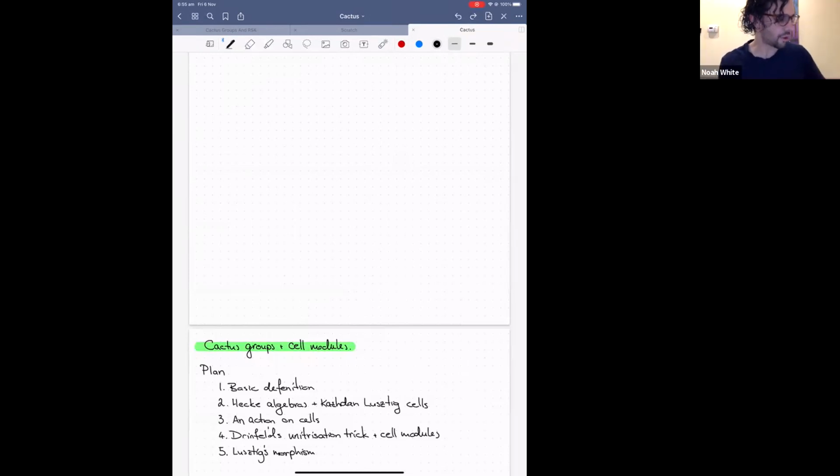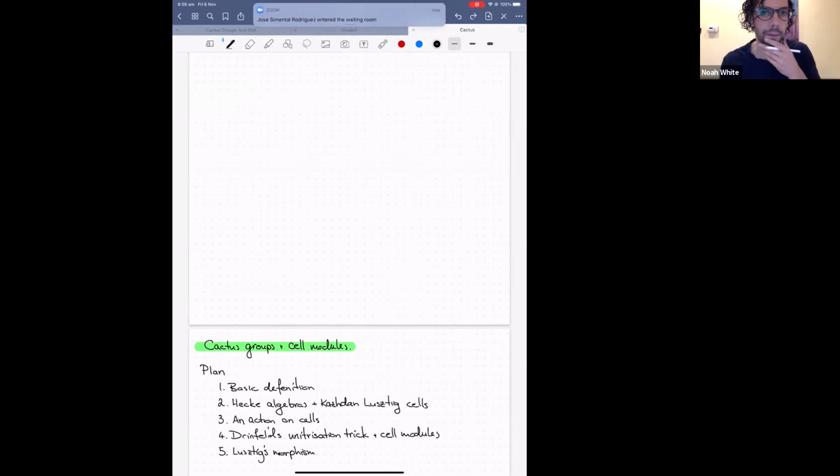As Eva said, I'm going to talk about cactus groups and cell modules, and I have two aims that I want to get across in this talk. I understand that the seminar is a little bit varied in terms of the areas people are coming from. So the first aim is just to tell you what a cactus group is and maybe why one should care about it. Hopefully that's one takeaway for you.